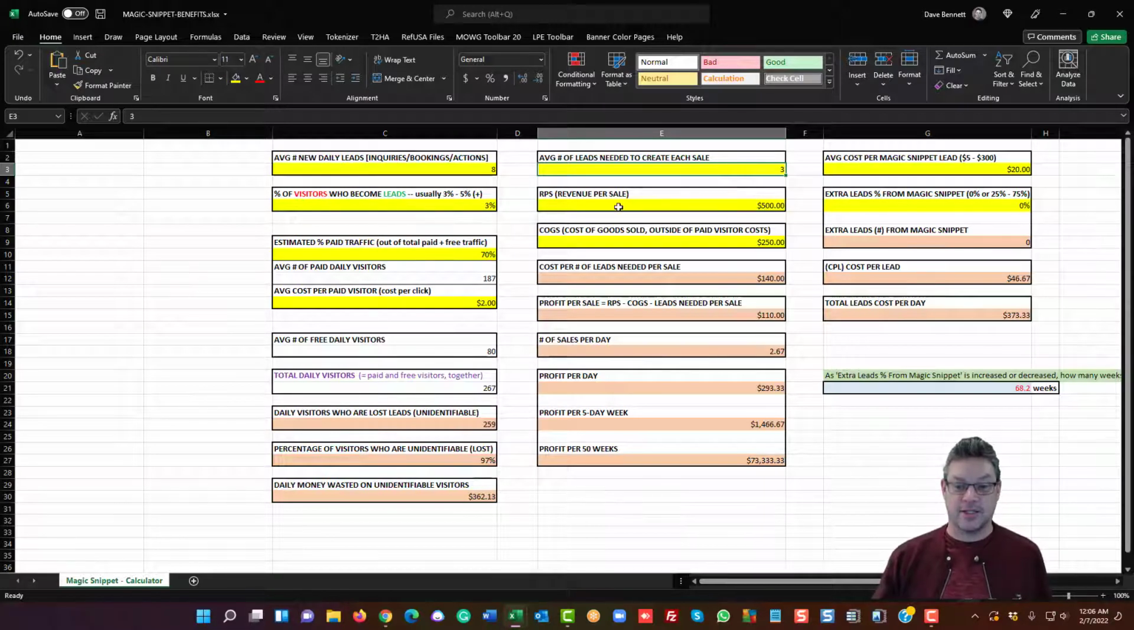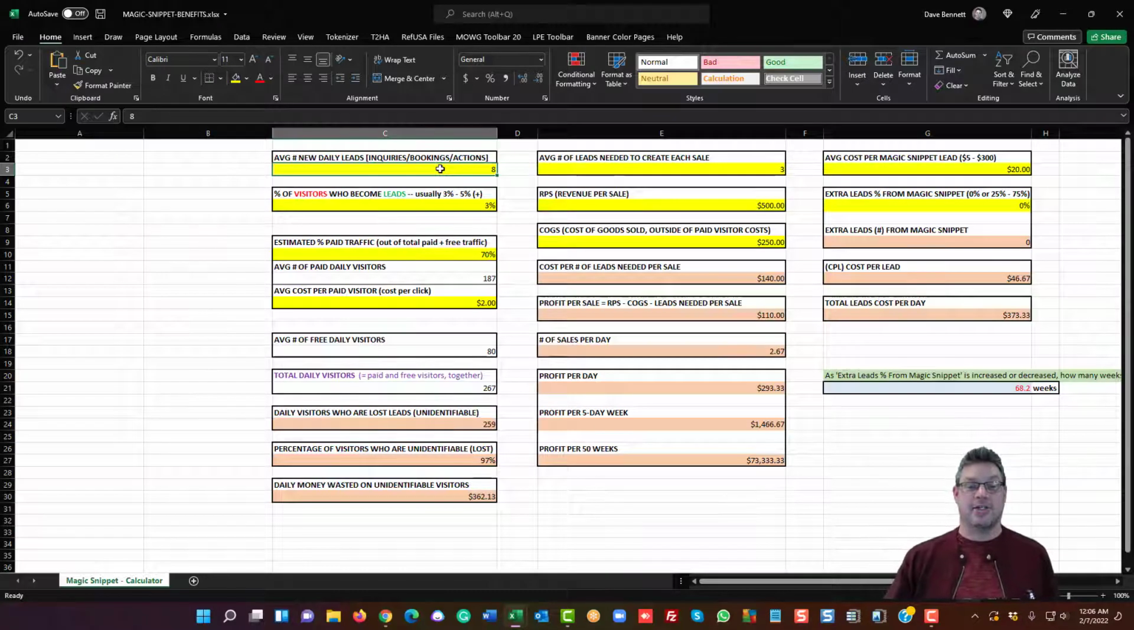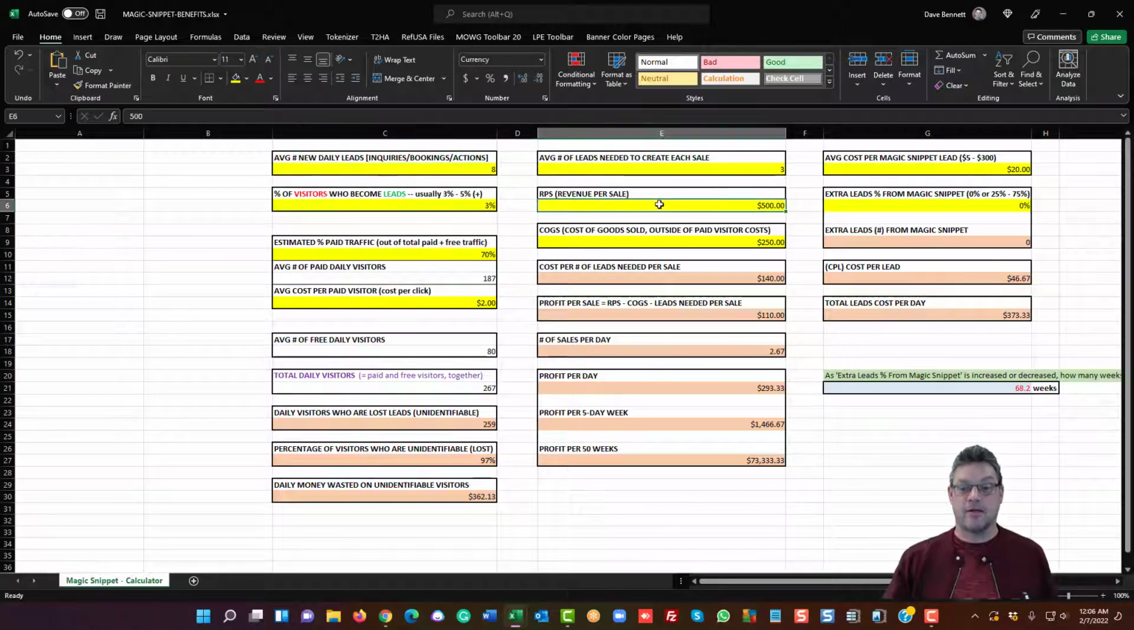All right. So check this out. The revenue per sale. How much revenue per sale do you get? Let's say you get $500 revenue from every sale. In other words, for every 3 of these guys that do something, you make $500 on average. You did the numbers. You just know that.